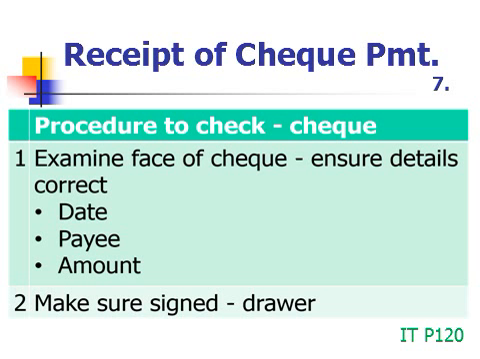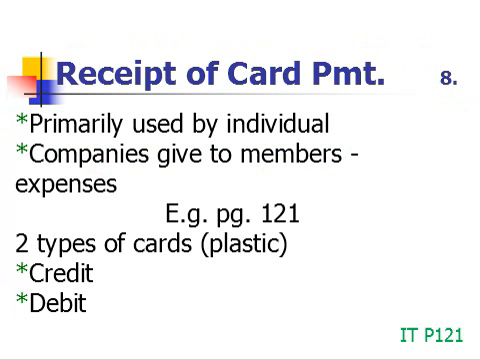7. This is the procedure to check a check that is received as payment. Step 1. Examine the face of the check and ensure that the details are correct: the date, the payee's name, the amount, in both words and figures. Step 2. Make sure the check is signed by the drawer. 8. Plastic cards are primarily used by individuals, although companies may give a card to certain staff members to pay for expenses. For an example of a plastic card and a description of the various parts, see page 121 of your interactive study guide.